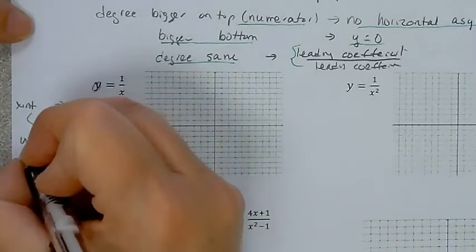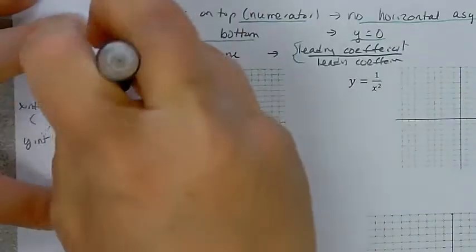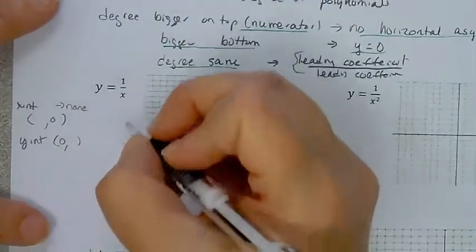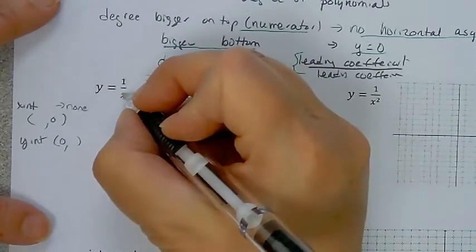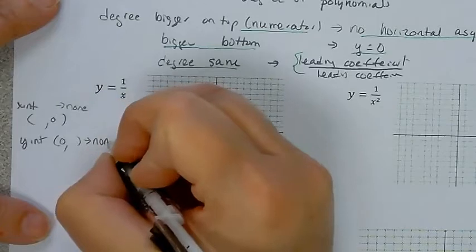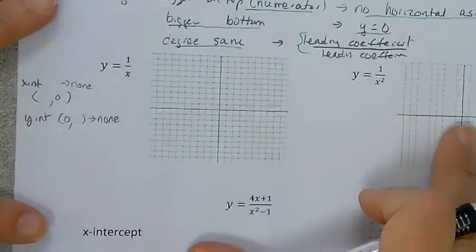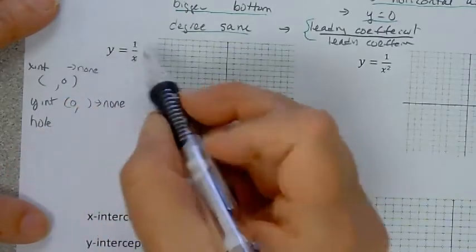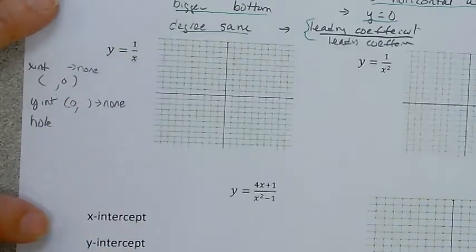Let's think about y-intercept. So the y-intercept is when I put a 0 for x. So if I put a 0 for x, I get undefined. So there's not one of these either. Okay, the next thing we talk about is a hole, and this one doesn't have a hole because it doesn't have any common factors on the top and the bottom.